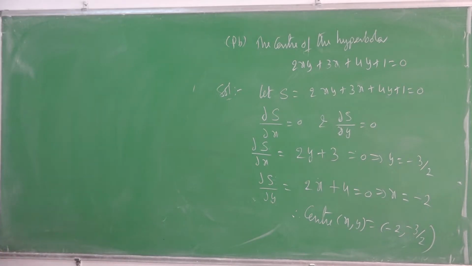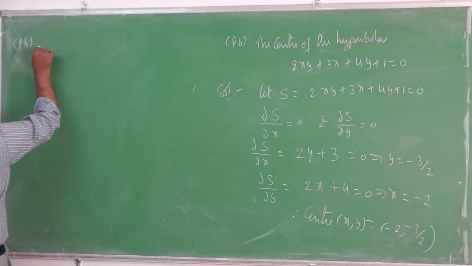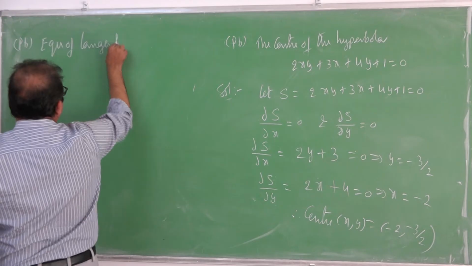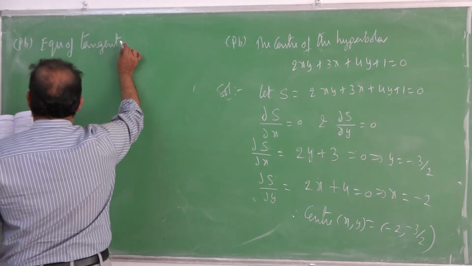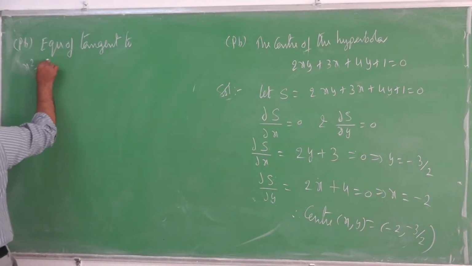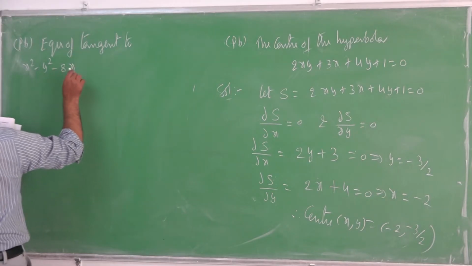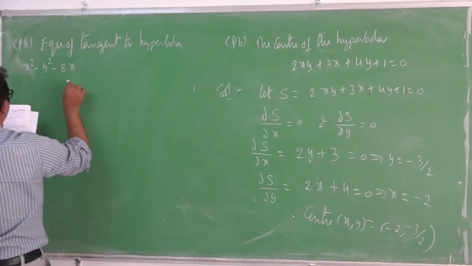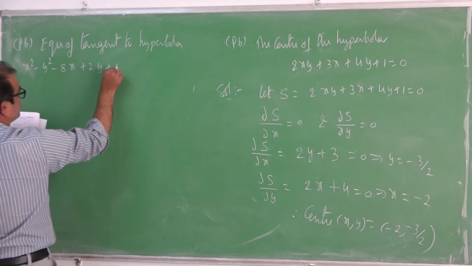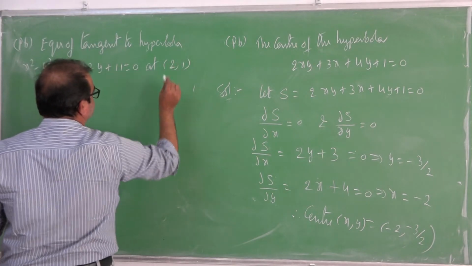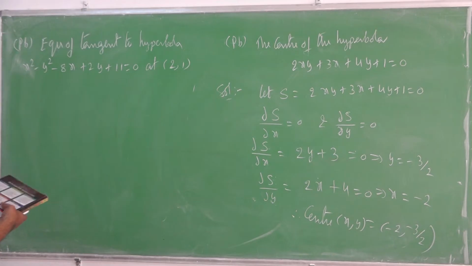Write the next problem. Equation of tangent to the hyperbola x square minus y square minus 8x plus 2y plus 11 is equal to 0 at the point 2 comma 1.